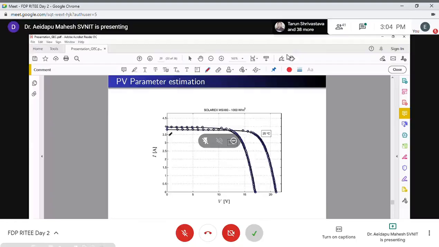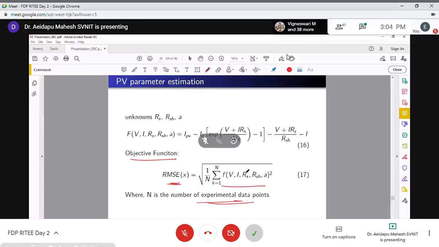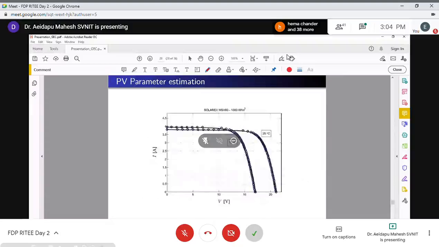So if you get the error for all data points to be minimum, that means your mathematical model is close enough to the actual VI curve of your PV panel. So the values of RS, RSH, and A corresponding to that minimum value will be your parameters for the PV panel. So this is how you can estimate the parameters for the PV system.